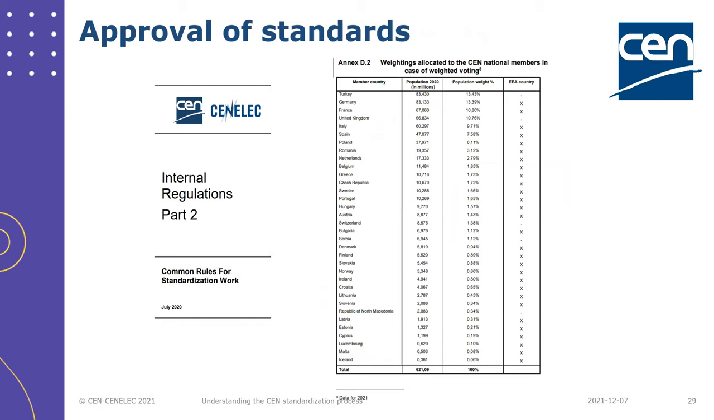In terms of still weighted vote, if you consult Internal Regulations Part 2, you can see the weighted vote that is allocated per member. The weighted vote is basically a calculation of the GDP and the population of the country. So with this table, you can understand the different weights, and of course, the total of each weight must be 100%.